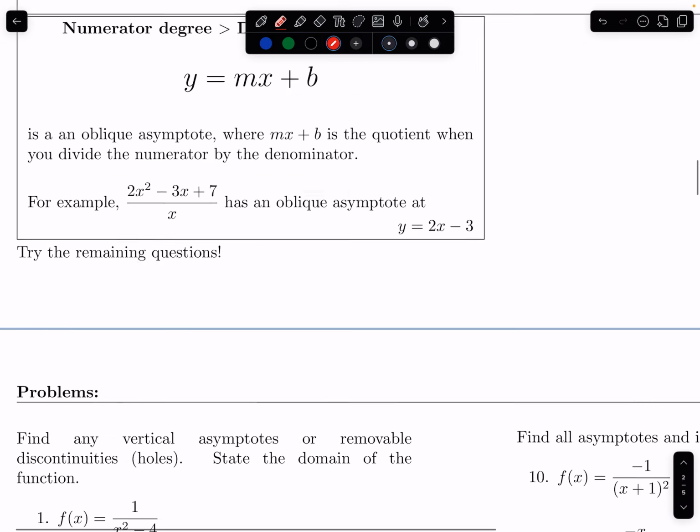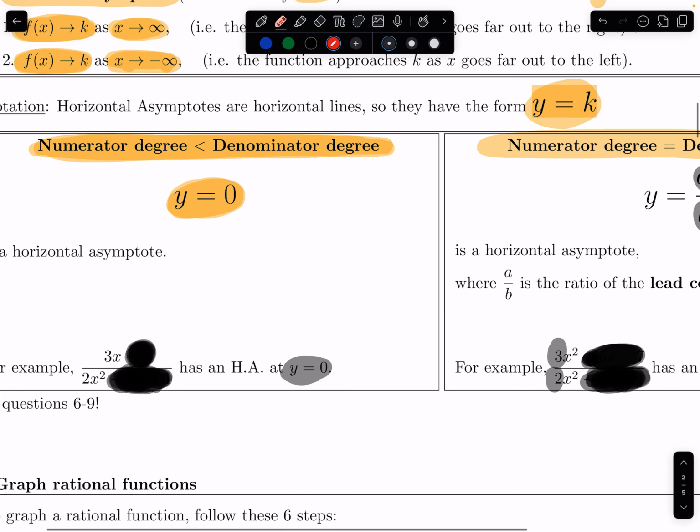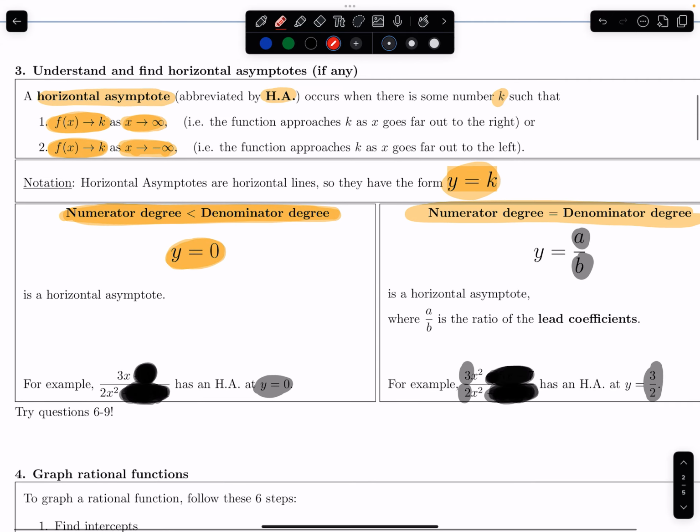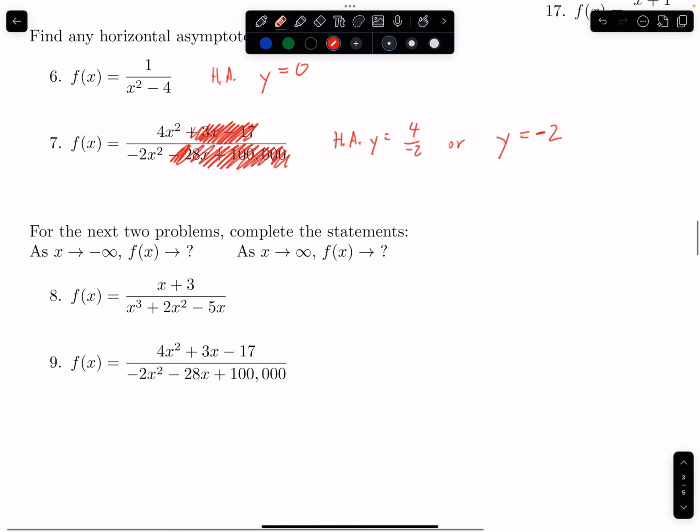Did I talk about the notation? I feel like I might have forgotten the notation. Oh no, I didn't. Okay, we're going to see it right now. As x goes towards -infinity or positive infinity, f of x approaches the horizontal asymptote if there is one. If there isn't one, then it's typically going to go towards positive or negative infinity.